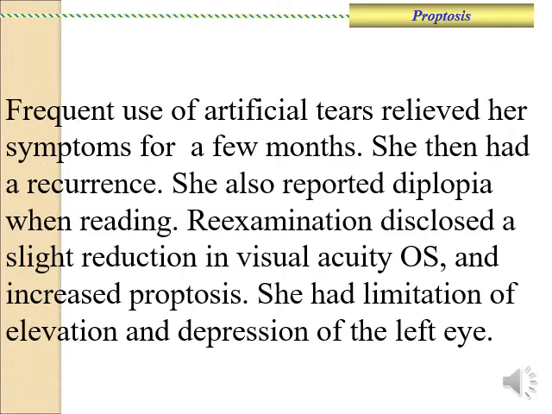Re-examination disclosed slight reduction in the visual acuity of the left eye and increased proptosis. What are the causes of vision reduction in such a case? She had limitation of elevation and depression of the left eye. What are the causes of limitation of the muscles in this condition?